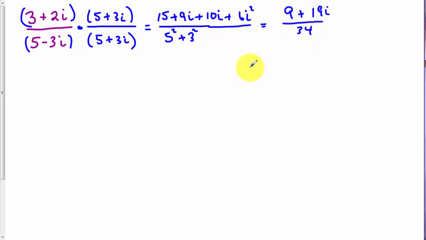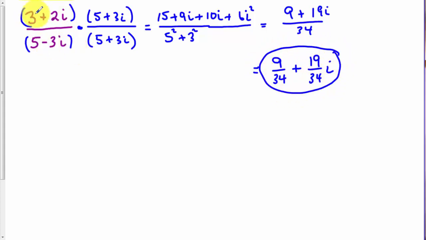And now we want to write that as a complex number, meaning a real part and an imaginary part. So we are going to split this into 2 parts, 2 fractions. So the 34 divides into both parts. So this is the result we got when we divided this complex number by that complex number. But we did it by multiplying top and bottom by conjugates.